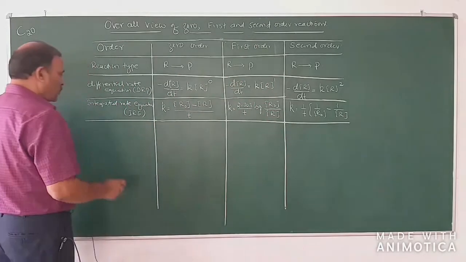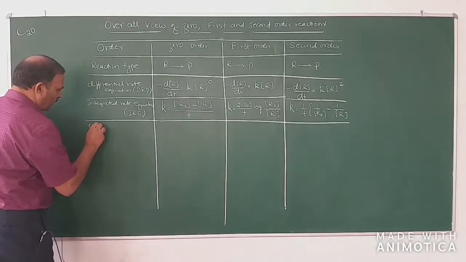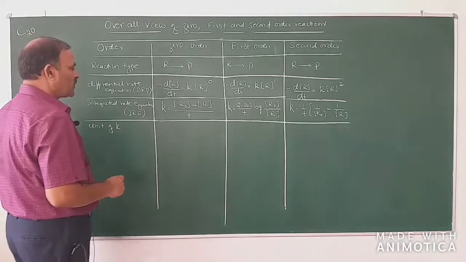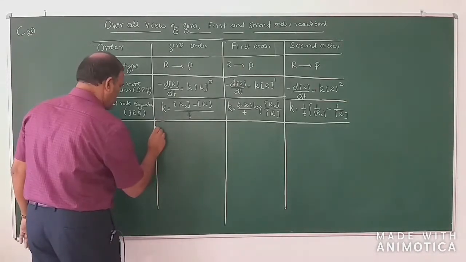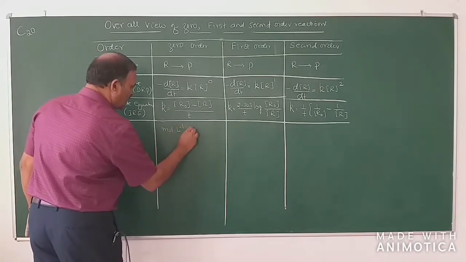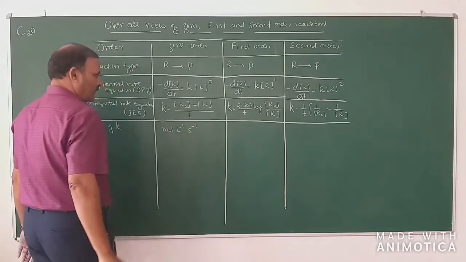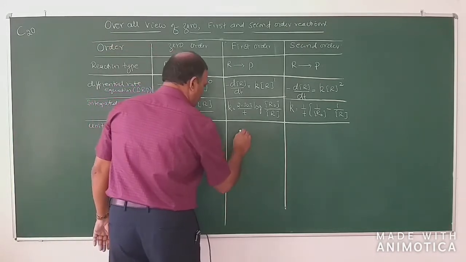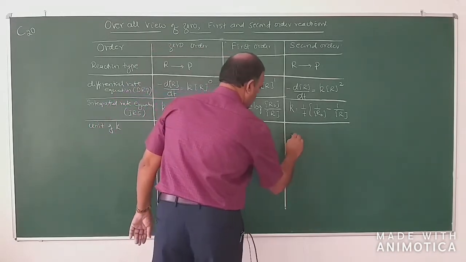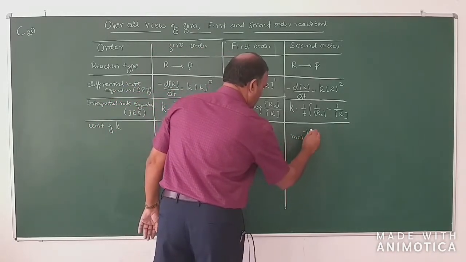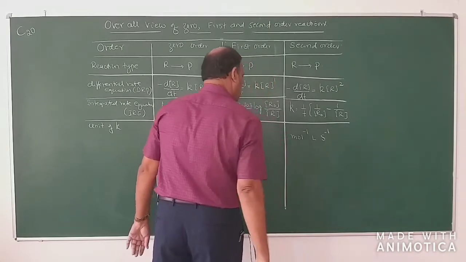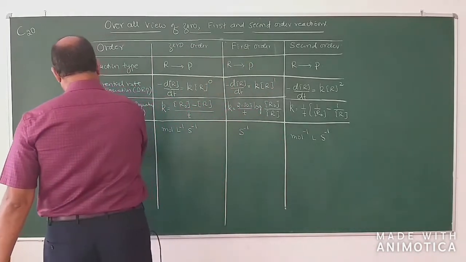Then coming to the unit of K, unit of rate constant. What is the unit of rate constant for zero order reaction? Unit of K is mole liter minus 1 second minus 1. What is the unit of rate constant for first order? Second minus 1. Second order, mole minus 1 liter second minus 1. So, this is the unit of K.